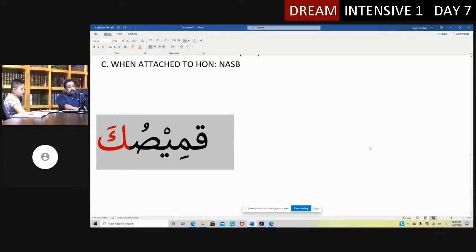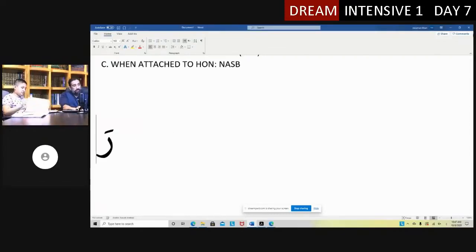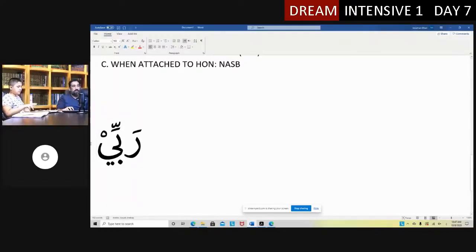So if I say Rabbi, let me, the haraka might be confusing in this font for some people. So let me change the font on this. Here we go.